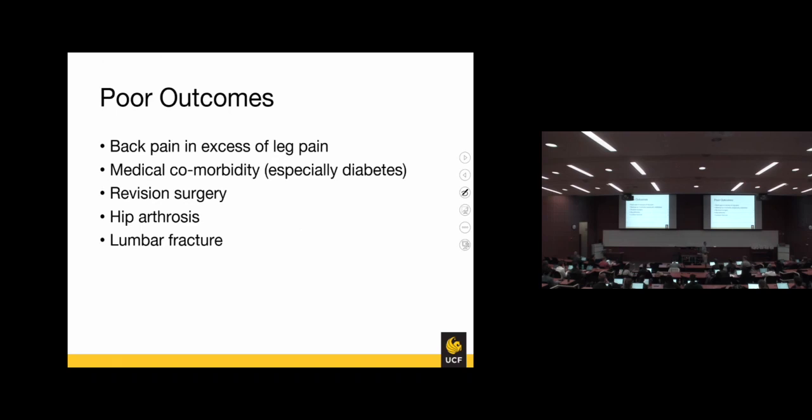So poor outcomes. If patients have back pain, this is poor outcomes from surgery, sorry. Patients that have a majority of back pain as opposed to leg pain don't do well. If they have a lot of medical comorbidity, and diabetes tends to be one particular that's aggressive about making it difficult to get a good result, revision surgery generally doesn't do well. Patients with hip arthritis, and you do their spine, they may not get much better. And then lumbar fractures, these are basically compression fractures in the elderly, tend to have a little bit more poor outcome than you'd like to see.